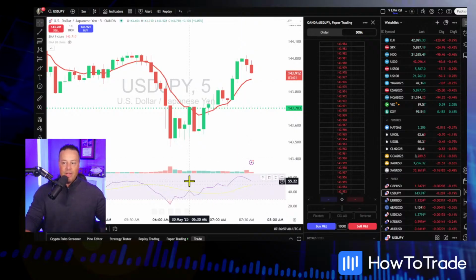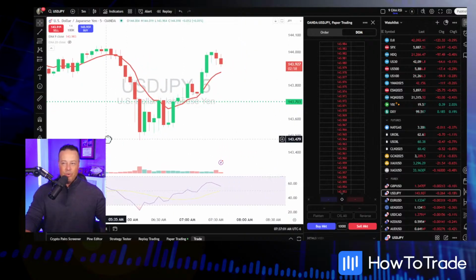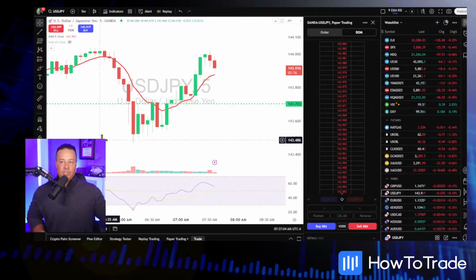Really a beautiful trade on a Forex pair that gives you a good opportunity on short time frames trading this type of strategy because the U.S. dollar, Japanese yen moves. It moves.